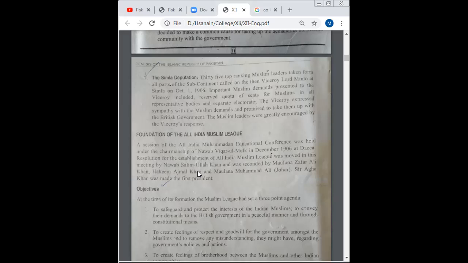The Viceroy's response was sympathetic. That is why Muslims established the Muslim League in the subcontinent in the same year. In fact, that meeting was held with the Viceroy on 1st October 1906. Within 3 months, Muslims established their own political party after having a meeting with the Viceroy.